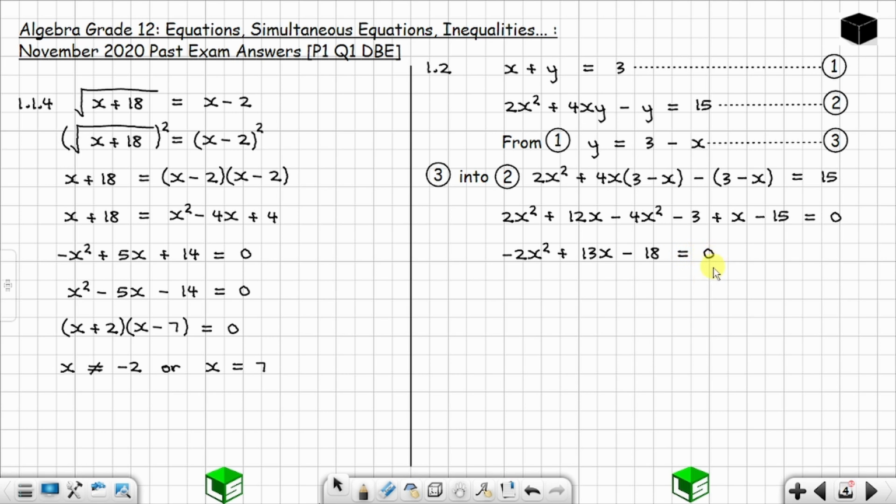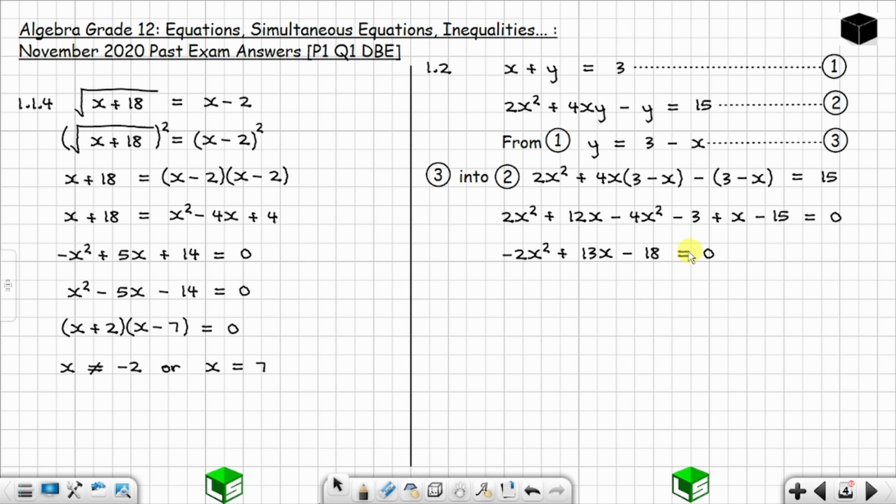Okay. And now from here, what you can do is to divide by negative 2 throughout, so that you can have the coefficient of x squared being 1. You want to have the coefficient of x squared be 1. So you have to divide by negative 2 so that you have 1 there. You do that by dividing by negative 2 throughout.